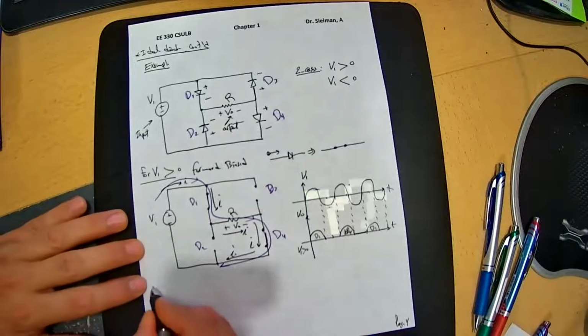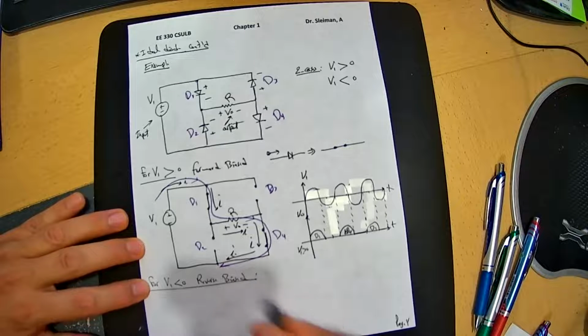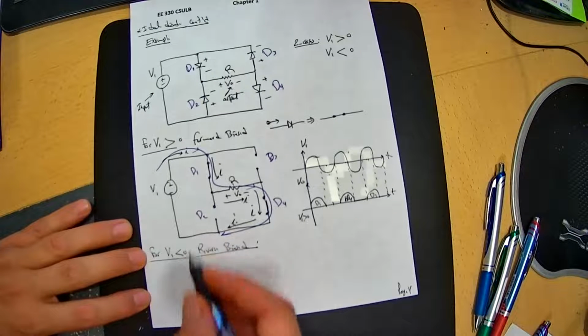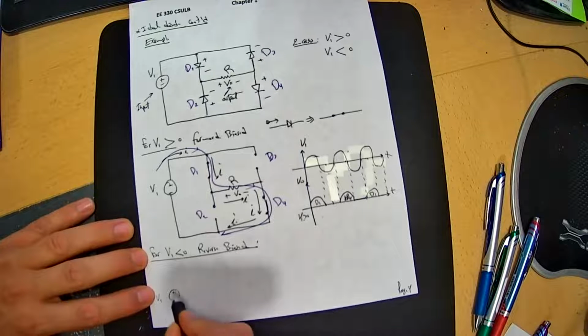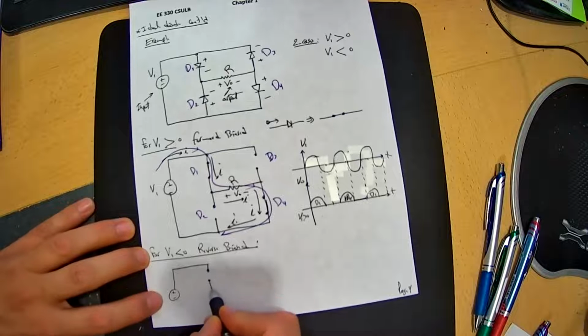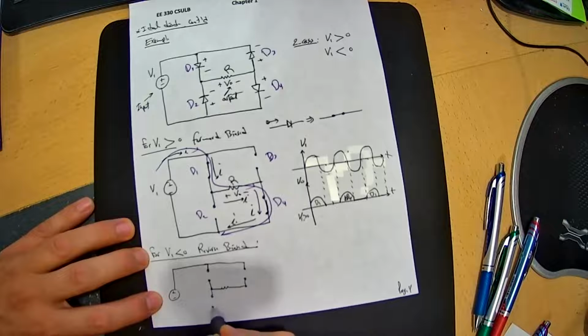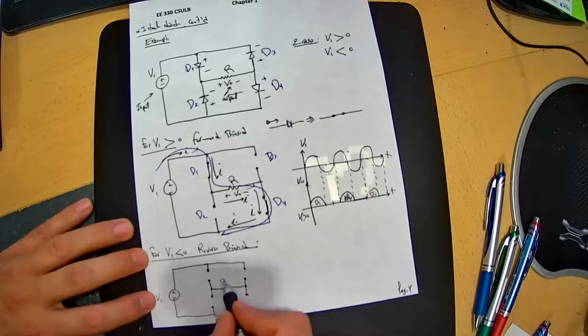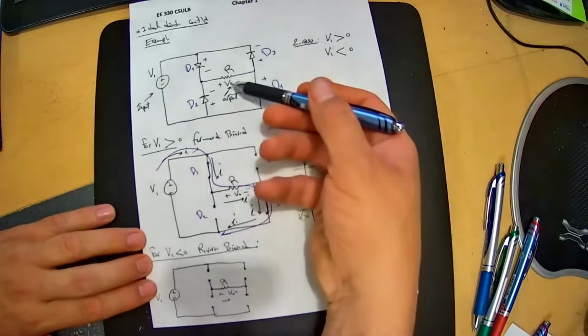I'm gonna put the second case here for V1 less than 0. That means reverse biased. Okay, so I'm gonna make the circuit a little bit shorter. Positive, negative, V1. Okay, this is R, positive, negative, VO. That's the current. Okay, so when this is reverse biased, we're looking at this circuit here.